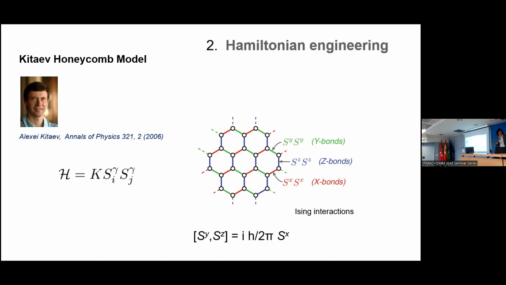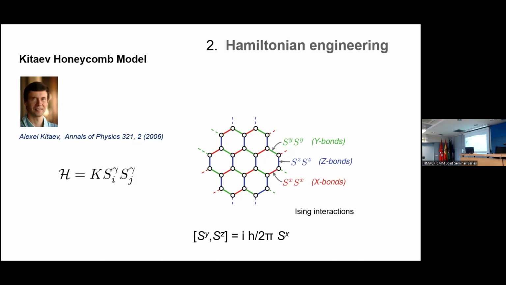So what is the Kitaev model? Since I started with the Ising model, it's nothing else than a type of Ising model, but a very special type. So I start with the honeycomb lattice, and the idea is to write a Hamiltonian where I have nearest neighbor Ising interactions. This gamma is X, Y, or Z, depending on the bond, so that these Ising nearest neighbor interactions are bond dependent. That means that if I am in this bond, these two spins are going to interact with the Z component. If I am in this bond, these two spins are going to interact with the Y component. And if I am in this bond, these two spins are going to interact with the X component. And this is a very frustrated model.